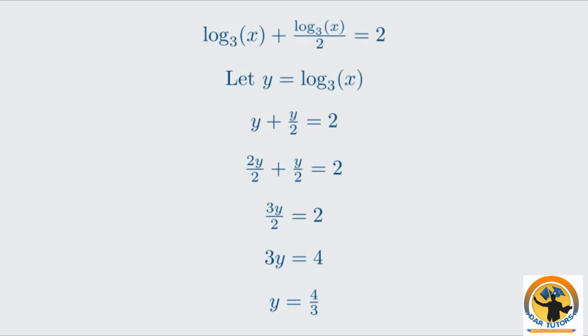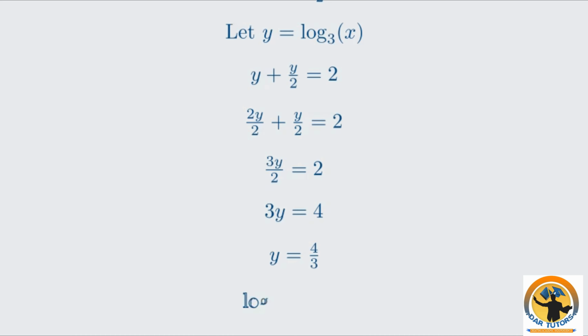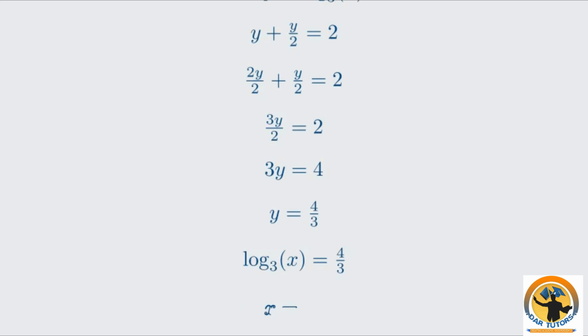But we're not done. We need to find x. Remember that we defined y as log base 3 of x. So we have log base 3 of x equals 4 over 3. To solve for x, we convert this to exponential form. x equals 3 to the power of 4 over 3. This is the exact solution.